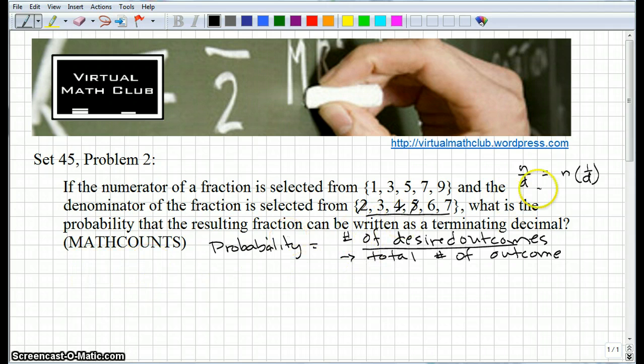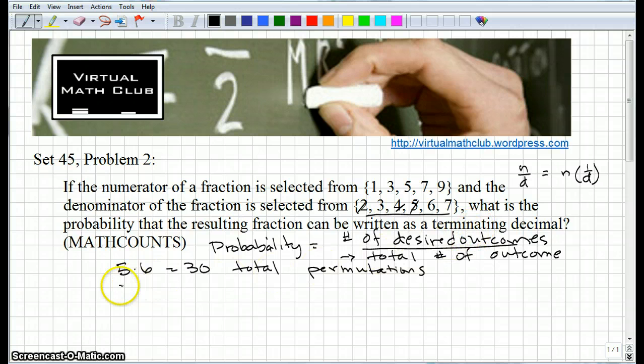The denominator of the probability problem is fairly easy to figure out, because we have 5 choices for the numerator and we have 6 choices for the denominator. So we're just going to have 5 times 6 equals 30 total permutations of numerator and denominator from these two sets. So the denominator of the probability is 30. Now we want to find out how many of all those possible combinations can be written as a terminating decimal.